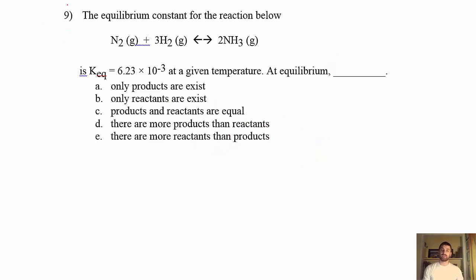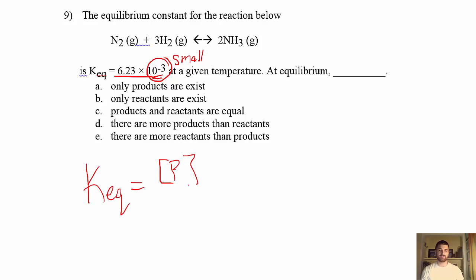So 9, equilibrium constant for the reaction below is blank. So, actually, they give us that. They give us a value. And it says at equilibrium, all right, they're looking at products, reactants, and how they're compared to each other. Well, let's take a look at the number. KEQ is 10 to the minus 3, which means it's small. It's a small number. It's a decimal. So we got to remember what our KEQ expression is telling us. It's concentration of the products over the concentration of the reactants.